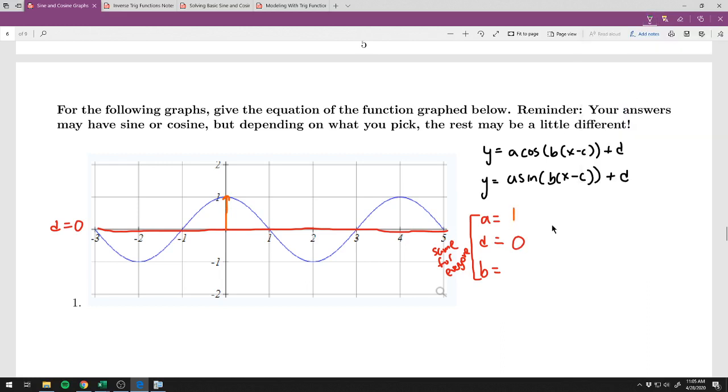And B is 2 pi over the period. I will write that right away before I even look at anything else, because you can see the period from the graph. You cannot see B from the graph. But the period is how long it takes to repeat. And the way I like to think about it is, how long does it take to go from peak to peak? Because that's the easiest for my eyes to see.